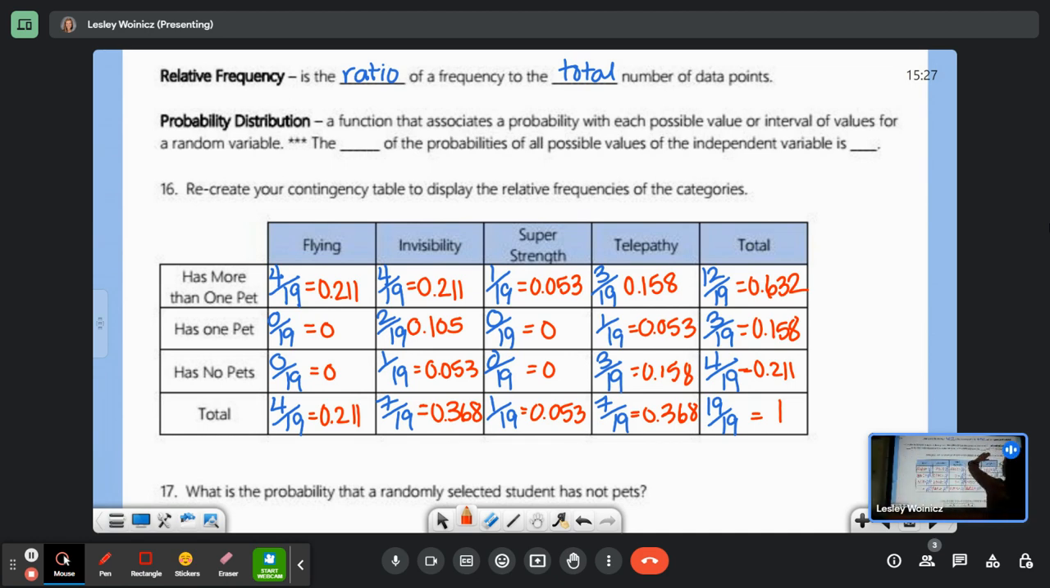Okay, a function that associates a probability with each possible value or interval of values for a random variable is a probability distribution. So the sum of our probabilities for all possible values of the independent variable is 1.